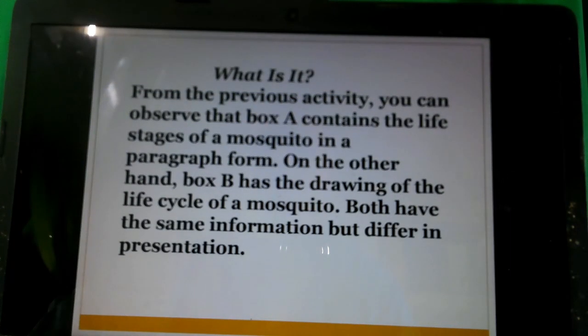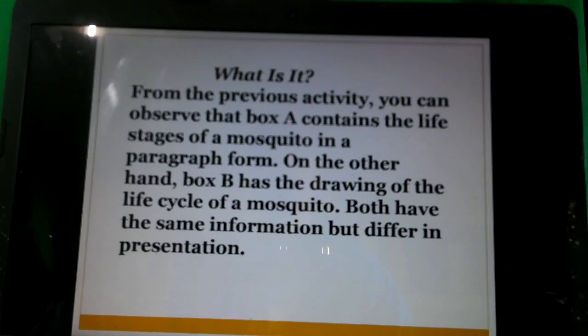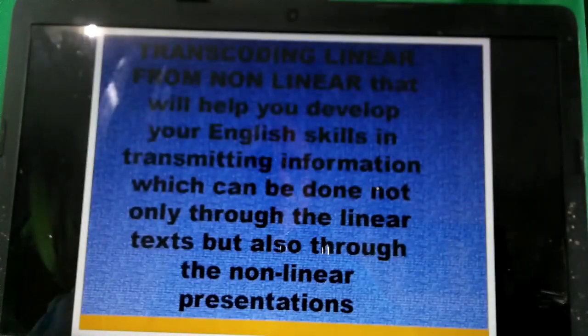From the previous activity, you can observe that box A contains the life stages of a mosquito in a paragraph form. On the other hand, box B has the drawing of the life cycle of a mosquito. Both have the same information but differ in presentation. That is, transcoding linear from nonlinear text.